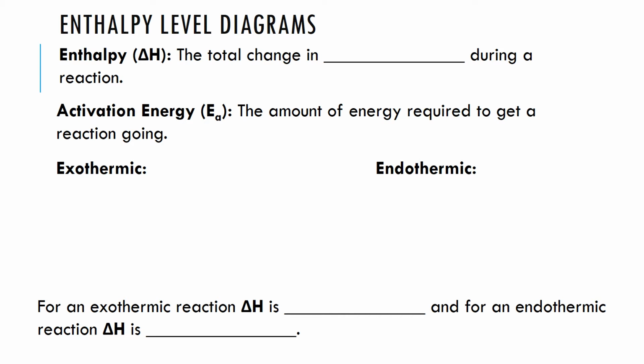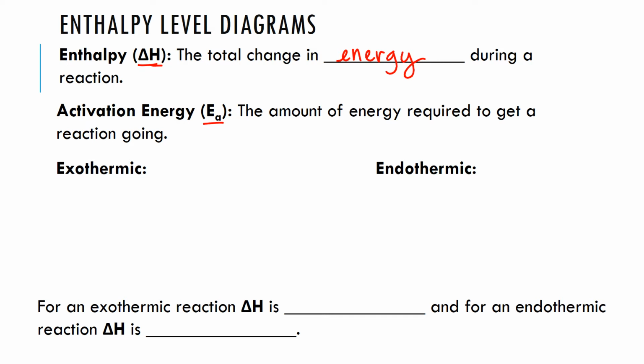Okay, so enthalpy level diagrams. Enthalpy is denoted with a capital H. And the definition of enthalpy is the total change in energy during a reaction. Now we call enthalpy delta H because delta H is specifically the change in energy, and that Greek letter delta represents change. And activation energy is denoted with a capital E with a subscript of A.